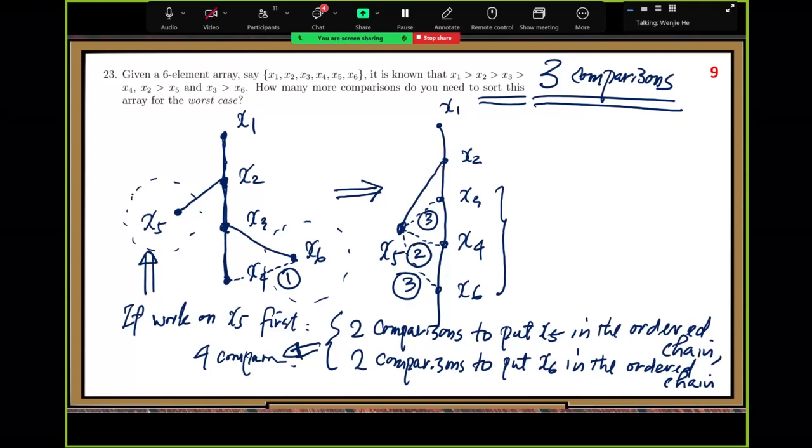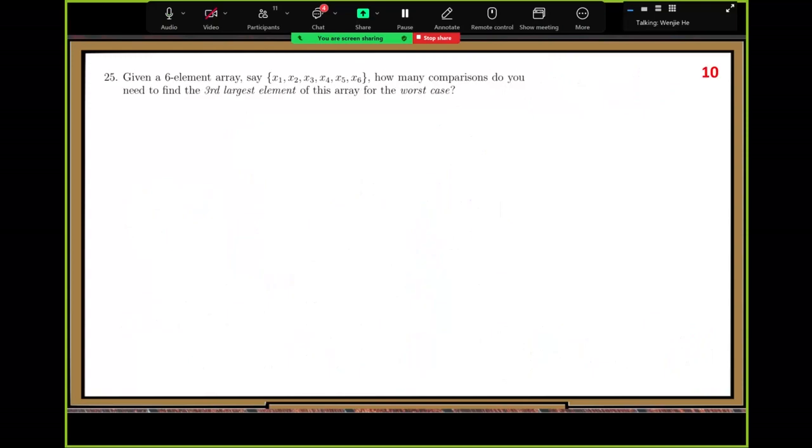This last question, I'll give you a hint. But I saw one student give me 12 comparisons. That's too many. Because based on my hint, if you give me 11 comparisons, you can only get 1 out of 4 points.